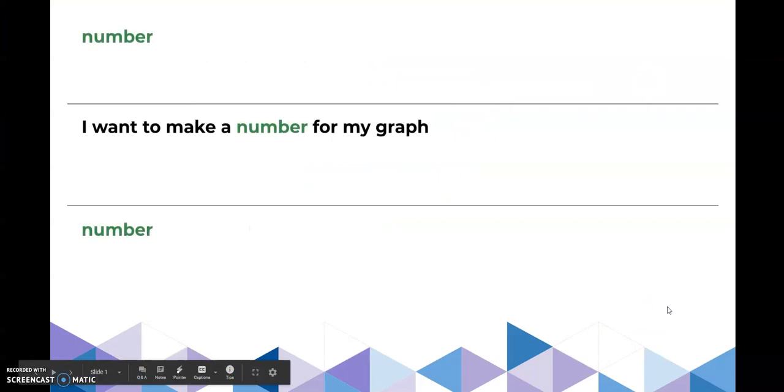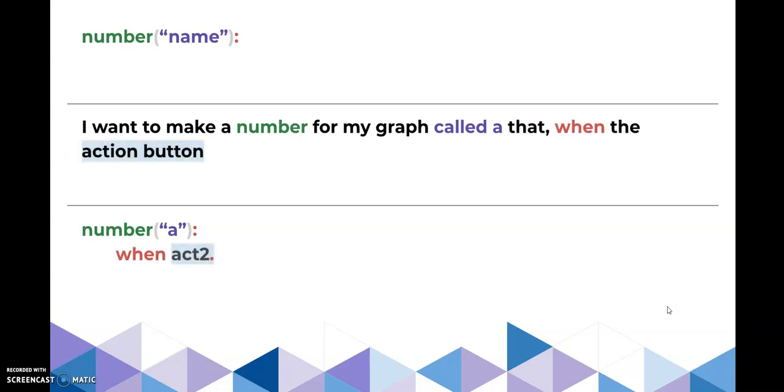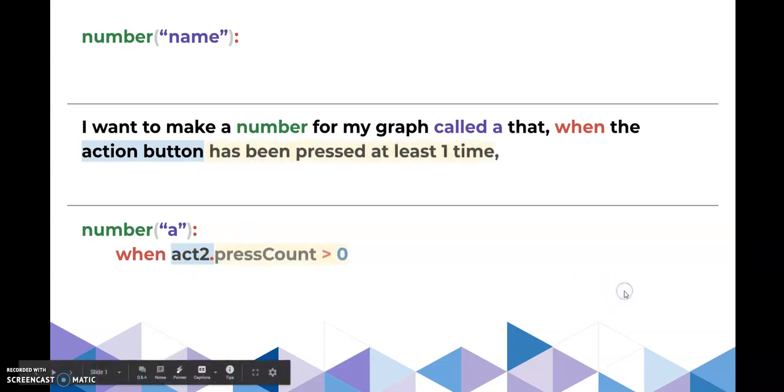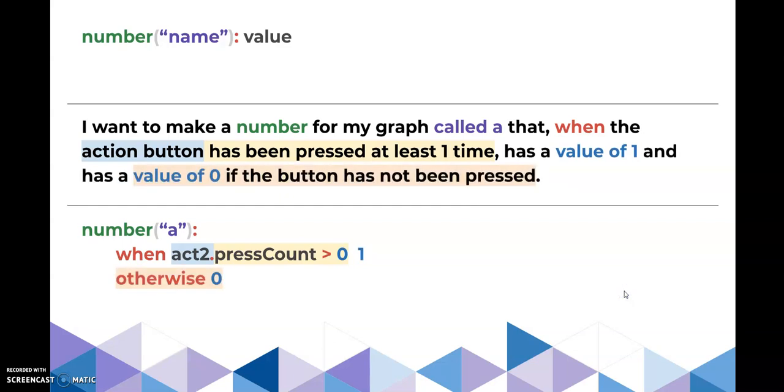So let's review here. I wanted to make a number for my graph, and I wanted to call it a, so I put the name inside my parentheses. And when the action button, in my case act two, was pressed at least one time, I wanted it to have a value of one. So that would turn on my graph. And otherwise, it has a value of zero if the button has not been pressed. Okay, so that's how I set things up in there.